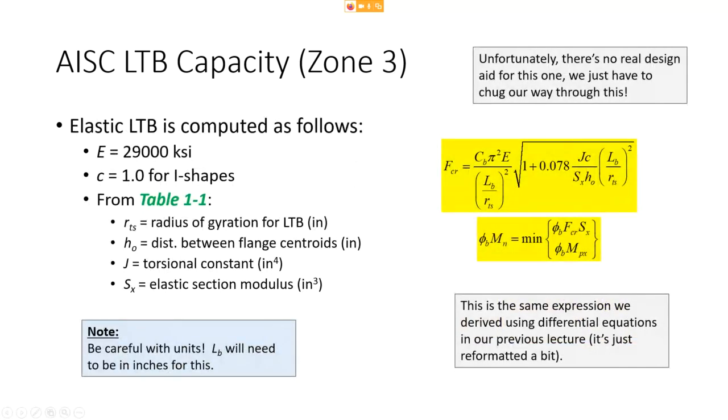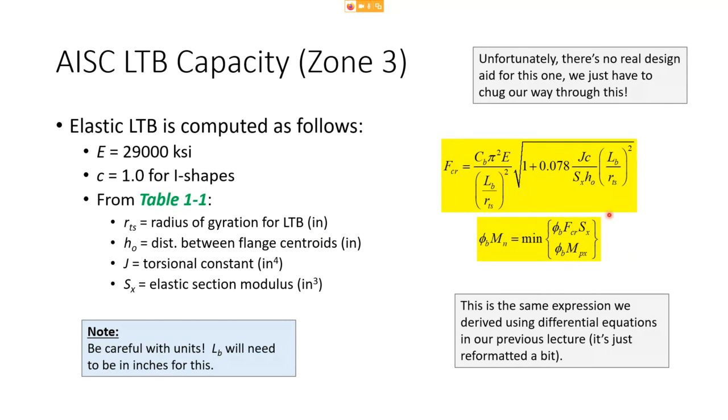Zone 3. Zone 3 is the only one where there really isn't a design aid that we can use to make it easy. We just kind of have to chug the capacity out. The capacity is the minimum of phi MP or phi times the critical buckling moment. This big equation here is the same thing that we derived, just reformatted a bit. The reason they reformatted it is that the equations for things like singly symmetric plate girders look similar, so it's a little easier for the engineer to use because they're somewhat familiar.